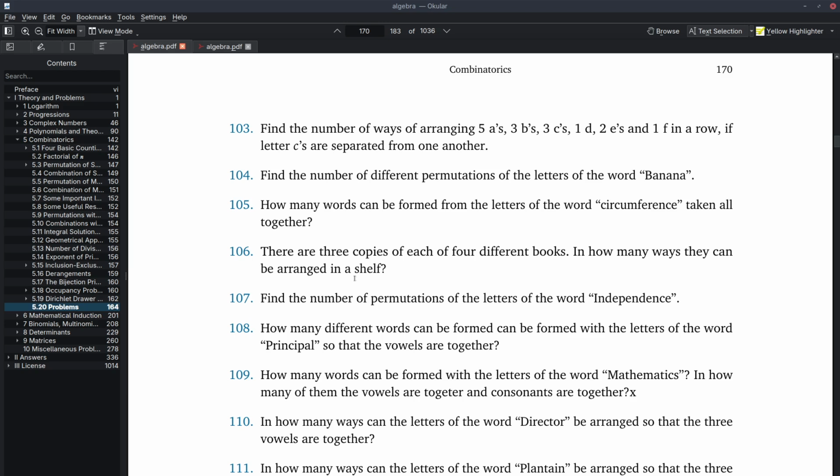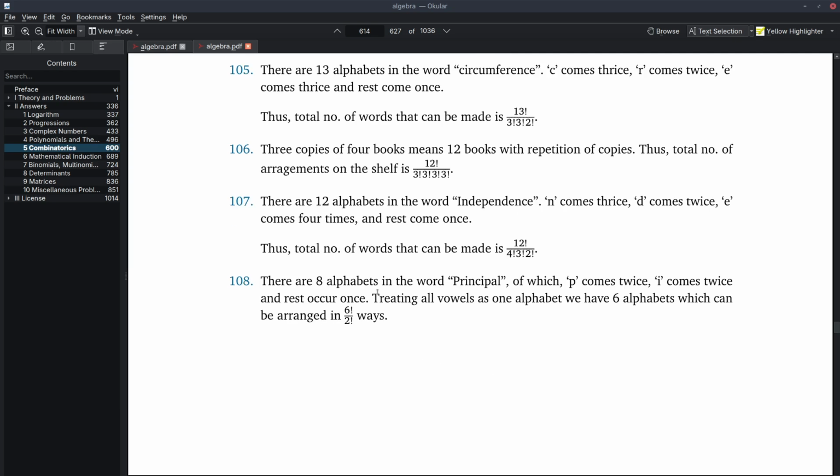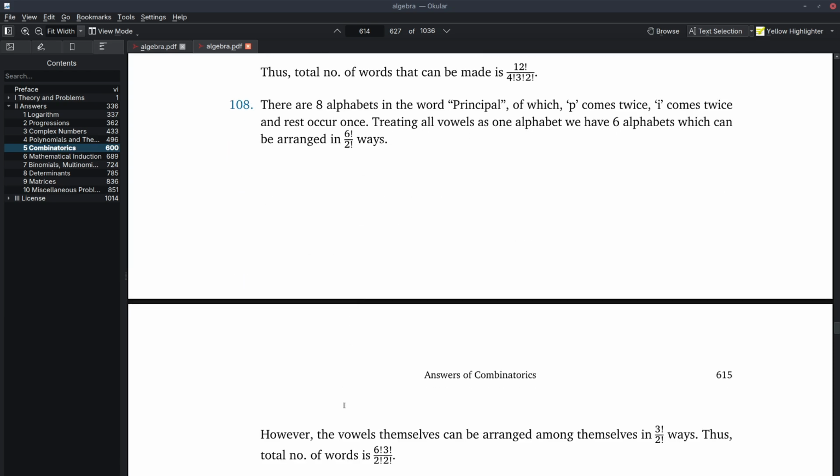Question 108 says that how many different words can be formed with the letters of the word principal so that the vowels are together. So there are 8 alphabets in principal, out of which P comes twice, I comes twice, and the rest occur once. Treating all vowels as one alphabet, we have 6 alphabets which can be arranged in 6 factorial by 2 factorial. However, the vowels themselves can be arranged among themselves in 3 factorial by 2 factorial ways. Thus, the total number of words is 6 factorial multiplied by 3 factorial over 2 factorial multiplied by 2 factorial.